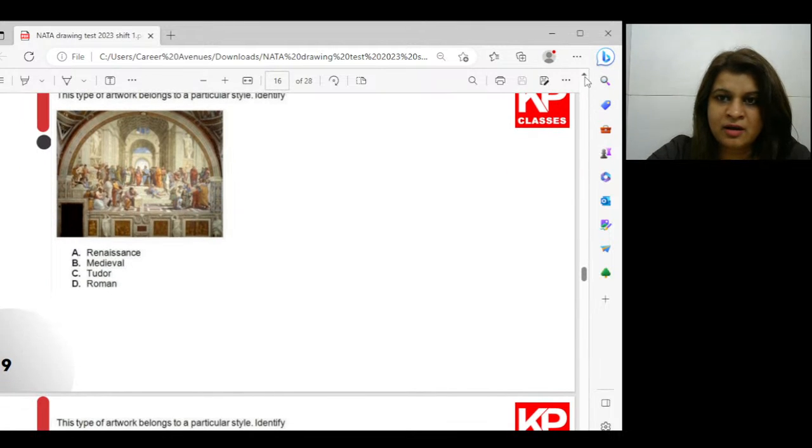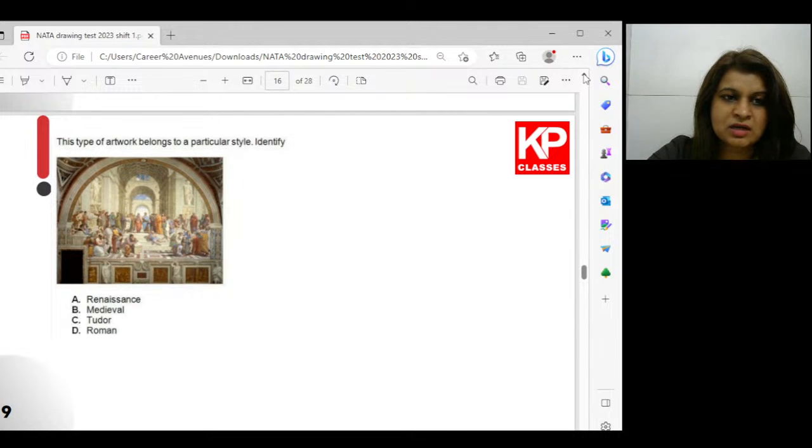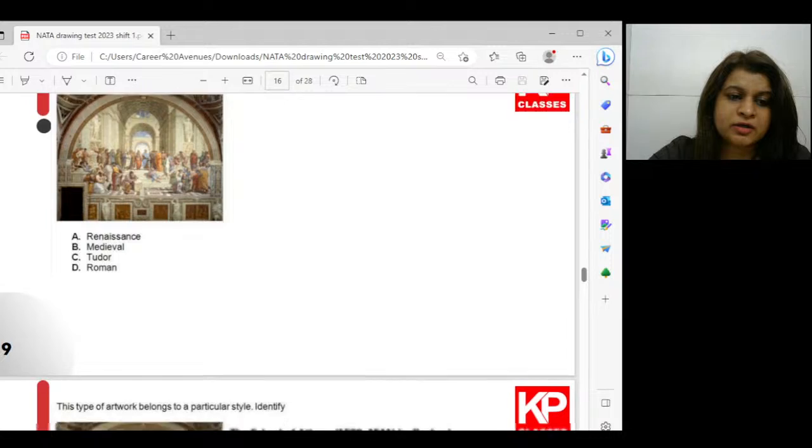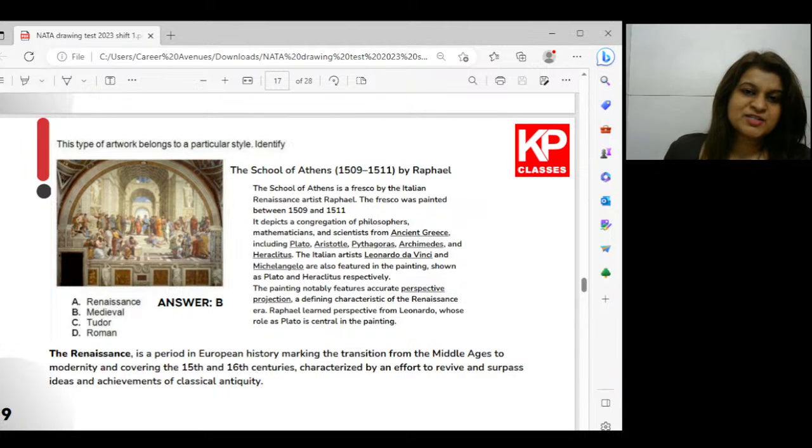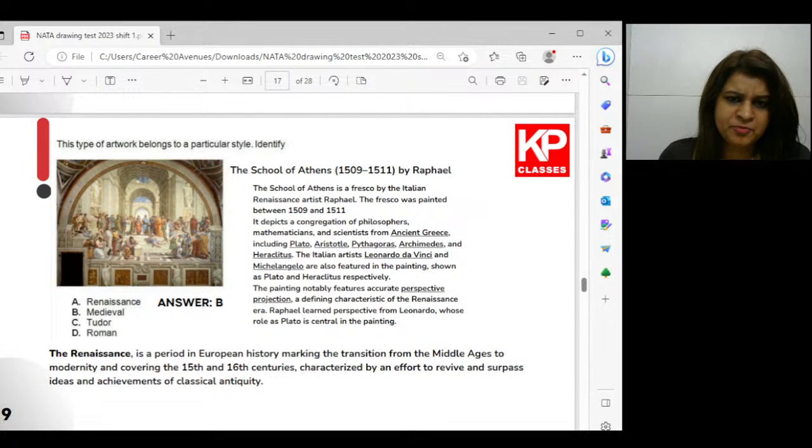Okay, so again, we have a very, very famous artwork over here. This is actually a fresco work. Okay, so this type of artwork belongs to a particular style. You need to identify what the style is. The options are Renaissance, medieval, Tudor, and Roman. So the correct answer is Renaissance. This is a very, very famous painting, not a painting, but a fresco work, which is a type of mural. Try and find out what this technique of fresco is all about.